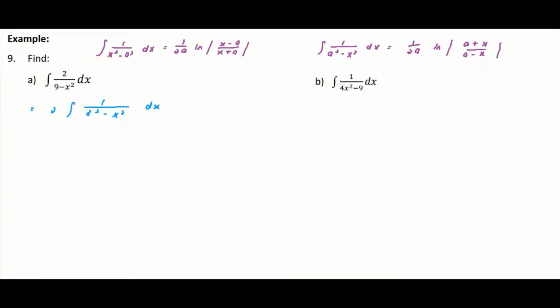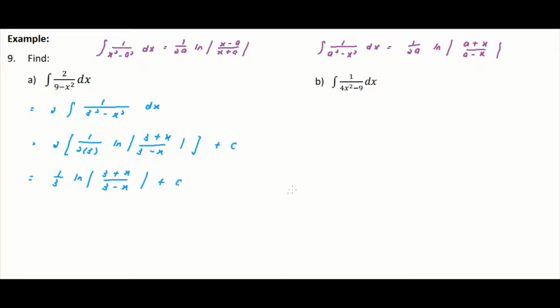and after that in your denominator, you should get 3 squared minus x squared. Okay, so this is in the second form, which is a squared minus x squared. So you have 2, and then you can start to substitute. What is the a in this integral? You have 3, right? So 1 over 2 multiplied by 3 ln 3 plus x divided by 3 minus x. Now let's simplify our answer. You have 2 multiplied with 1 over 6, which gives you 1 over 3, and then ln 3 plus x over 3 minus x.